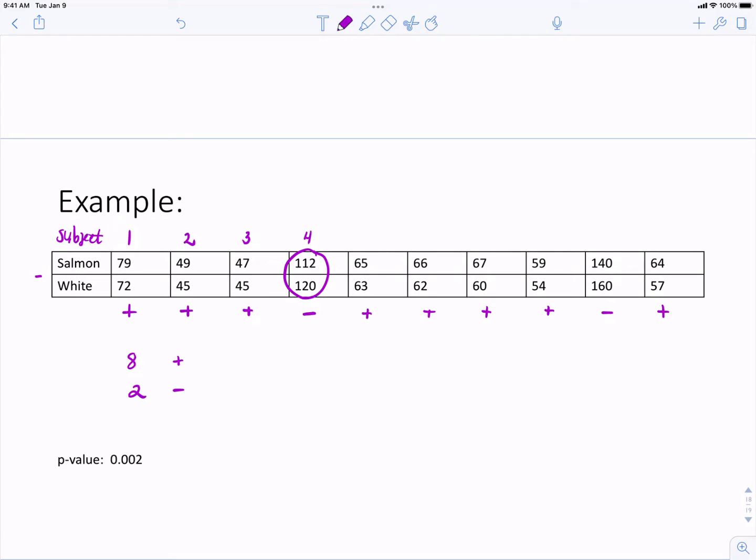Now, if there was absolutely no difference in this colored paper speed, we would expect about half the people to have positives and half the people to have negatives. So we would expect about a 4-4 split, or maybe a 5-3 split. But we found an 8-2 split. And the question is, is this significant? Well, using technology, the p-value that's associated with 8 positive signs is 0.002. So you would reject your null hypothesis, and your conclusion would be that the evidence suggests that, yes, there is a difference in reading speed.